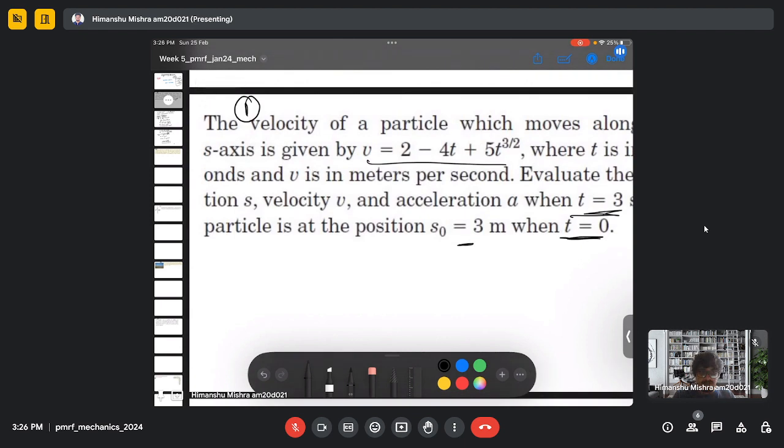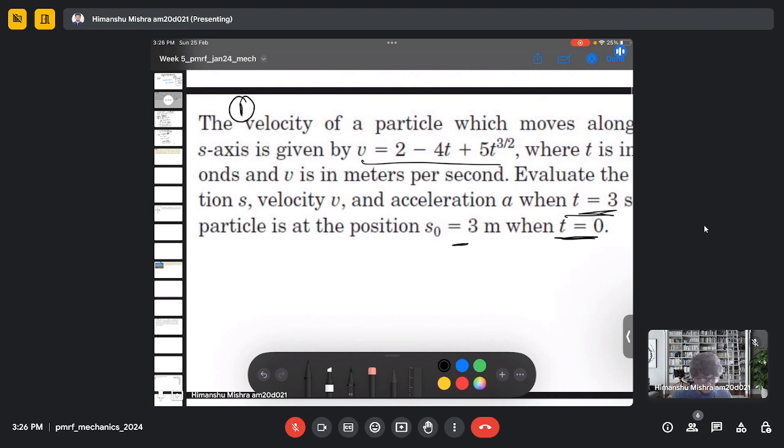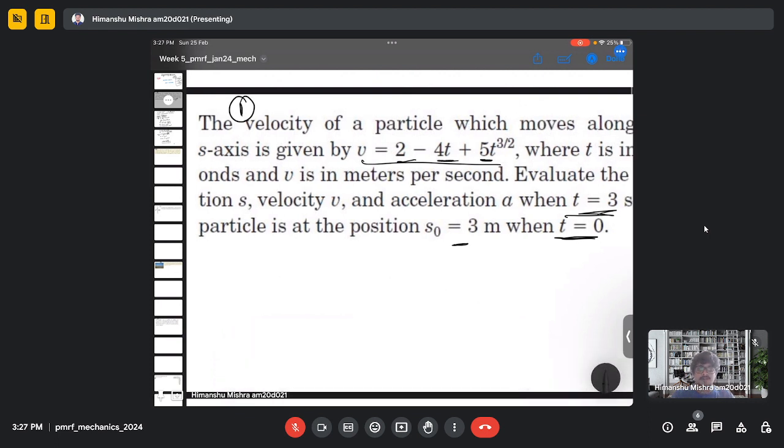So just to recap, we have given the expression for the velocity and we need to find the position, velocity and acceleration at time equals 3 seconds. So to find the velocity, we just put the value of time here to get the velocity at a specific time. And to find the distance and acceleration, we actually use these quantities.